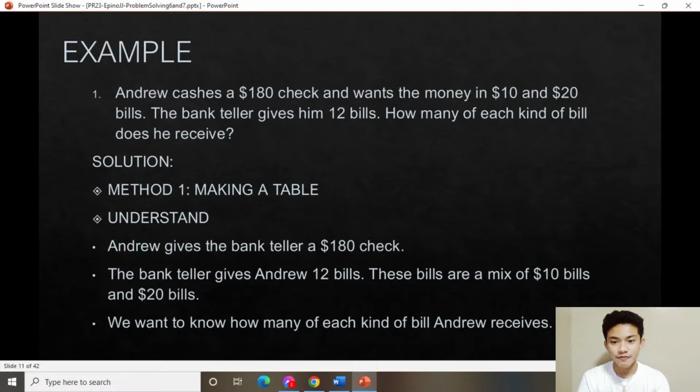First is the solution. Method 1, making a table. And first is to understand. Andrew gave the bank teller a $180 check, and the bank teller gives Andrew 12 bills. These bills are a mix of $10 bills and $20 bills. He wants to know how many of each kind of bill Andrew receives.